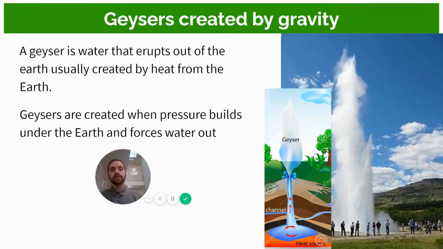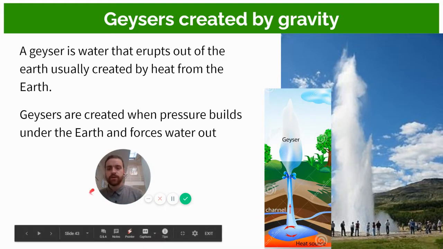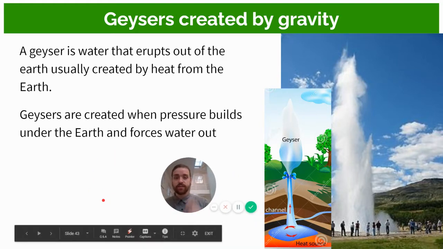So a geyser is basically just water that's shot out of the earth high into the air. It's like a volcanic eruption except with water. It's created because inside this chamber, inside the planet, pressure builds up and that shoots it out of a small opening. So that's what a geyser is. That's the first thing you need to know.